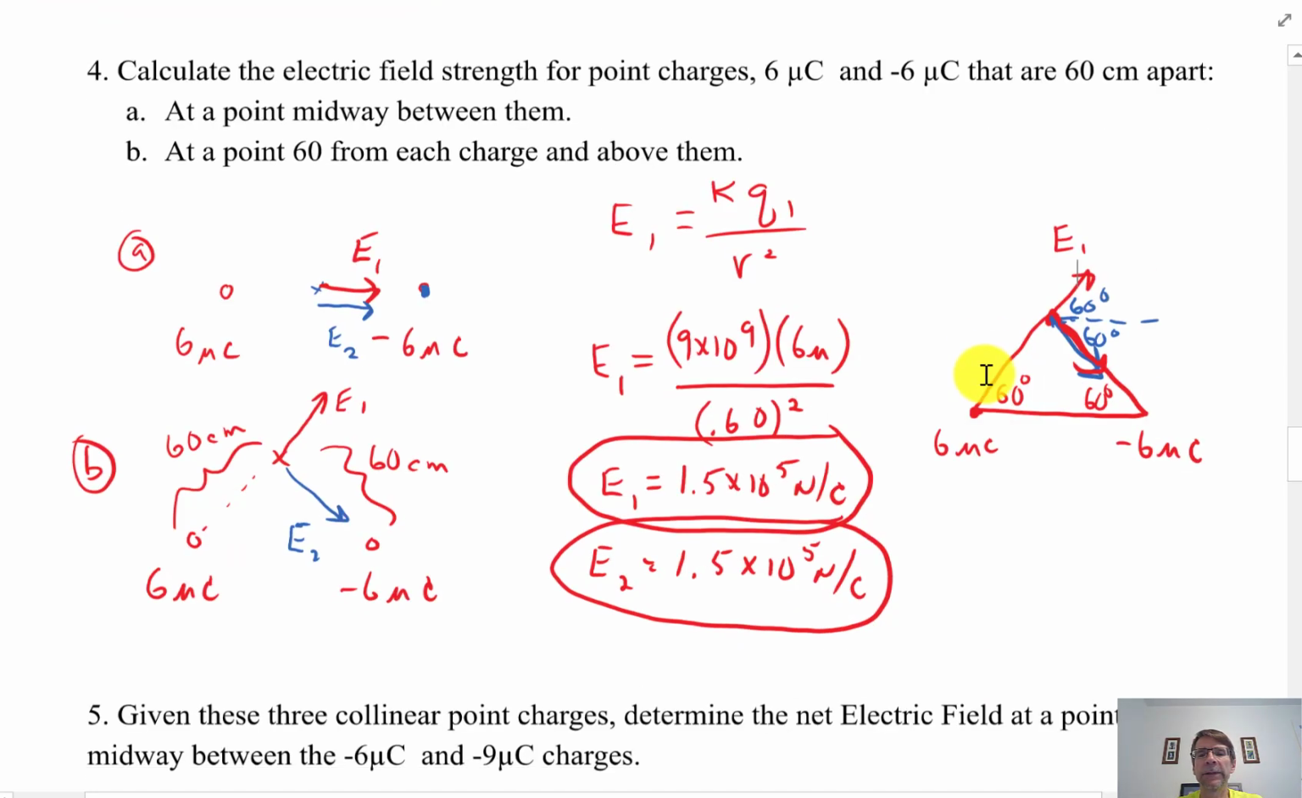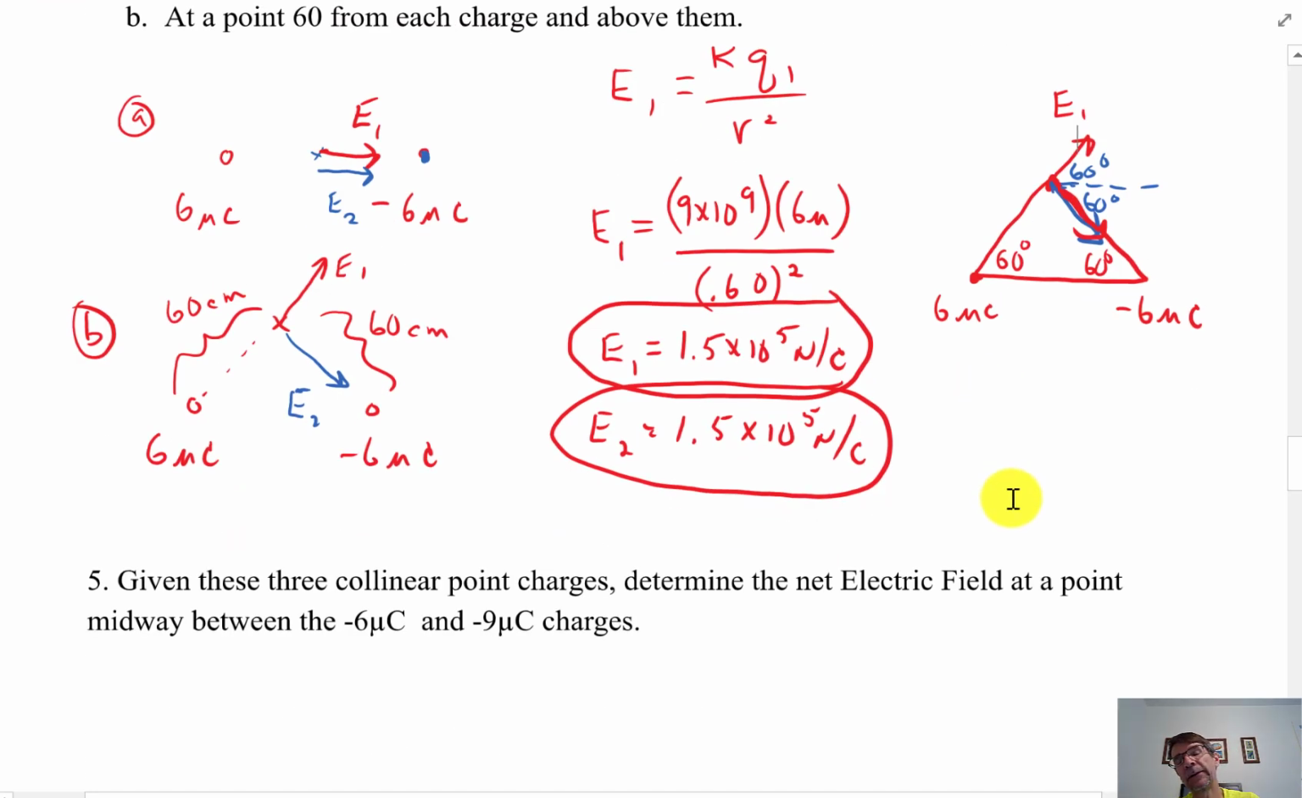But here's where we can go a little faster now. We do have to look at components though. I'm going to draw E sub 1. E sub 1 has two components. It has the horizontal component and a vertical component. So that E sub 1, this is 60 degrees. So I'm just drawing E sub 1, which is 1.5, they're both 1.5 times 10 to the 5th. All right, that's the horizontal component.